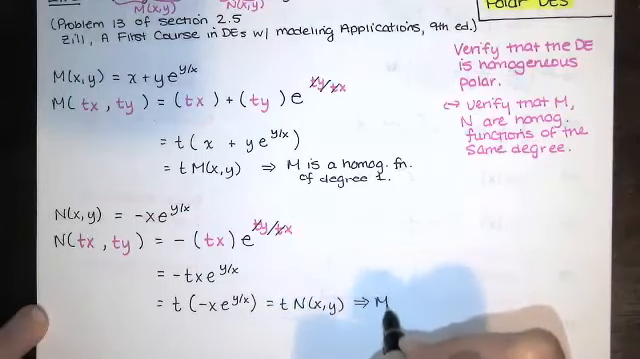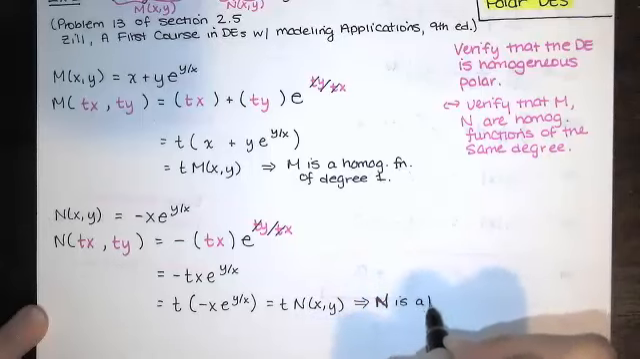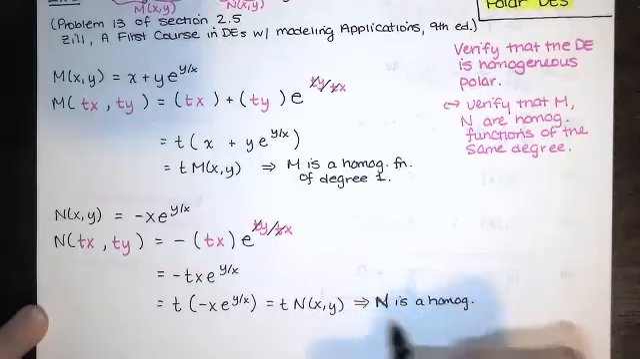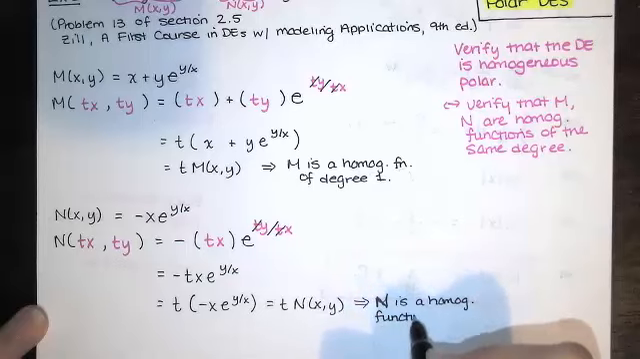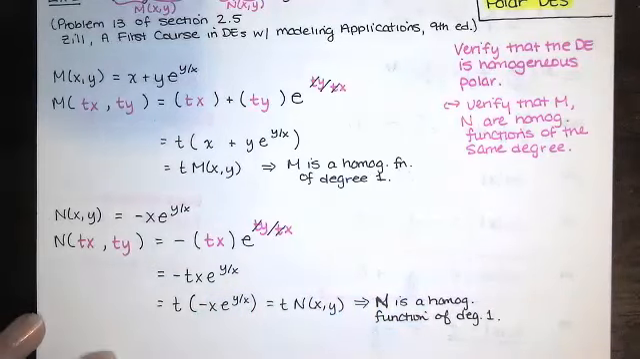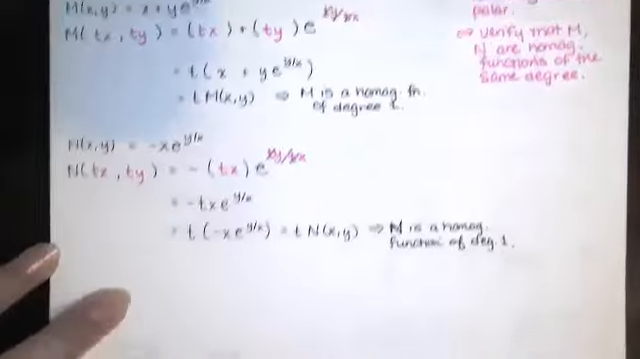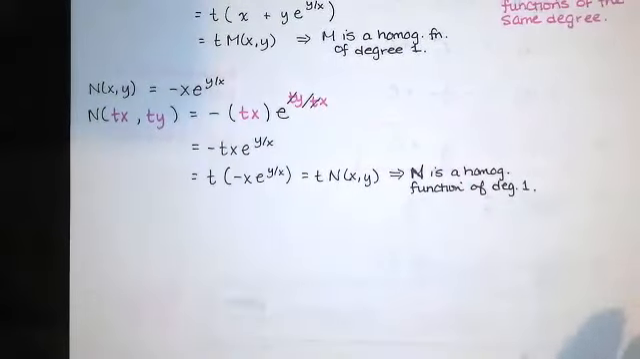So N is homogeneous. Oops, N, not M. It's a homogeneous function of degree 1. Since this is a homogeneous function of degree 1 and this is a homogeneous function of degree 1, they have the same degree. That means the differential equation is homogeneous polar.